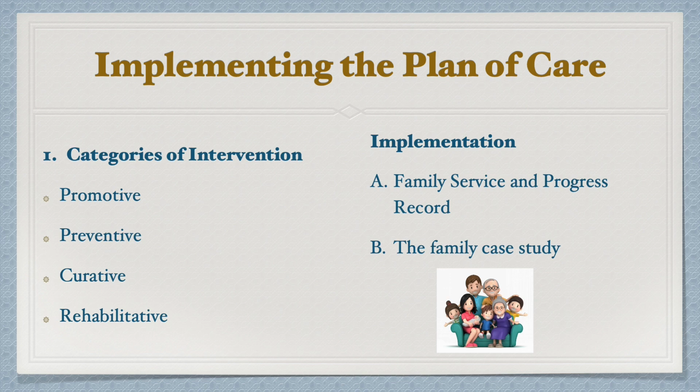Then the implementation. So we could either implement our plan of care through the family service and progress record or the family case study. So the family service and progress record is the folders. No, so these are folders that are kept for each family and its members where all pertinent data are recorded. The family case study are records of glaring family problem cases, which will be the one that you will be doing in your next CHN.